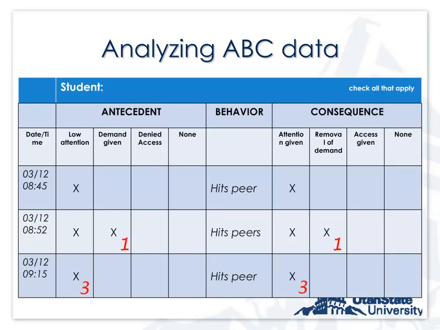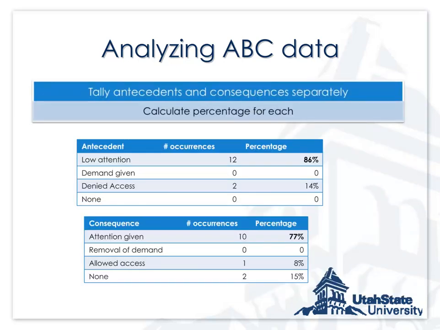To analyze ABC data, you can tally the occurrences of problem behavior for each antecedent and for each consequence separately. In this example, we can see that problem behavior occurred most often when there was low attention in the environment before the problem behavior. As a result of that problem behavior, attention was delivered the majority of the time. In this case, access to attention seems to be the main function for the problem behavior.